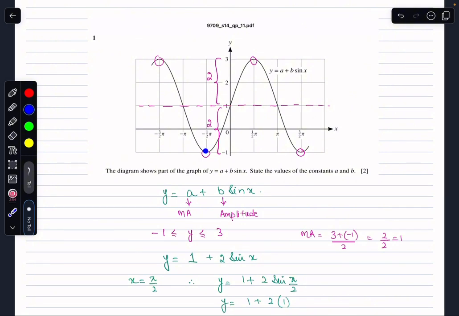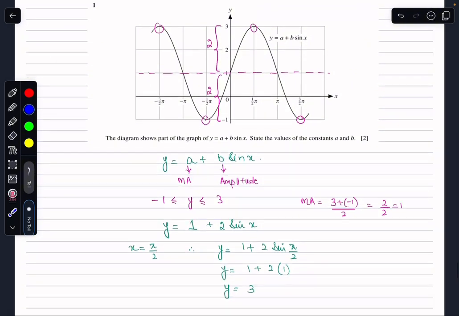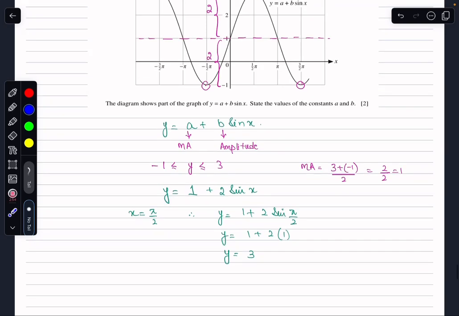I got the minimum point on the graph, which was negative 1. So from 1 till negative 1, again I can see that it is 2 units downwards, 2 units upwards from the mid-axis. Therefore, the amplitude here is 2, or I can say it's the translation along the y-axis, which is a, and b, which is the stretch parallel to the y-axis with the stretch factor, which was equal to 2 here. So this is how I shall be getting the values of a as well as b. So y equals 1 plus 2 sine of x. So this gives me the answer here.